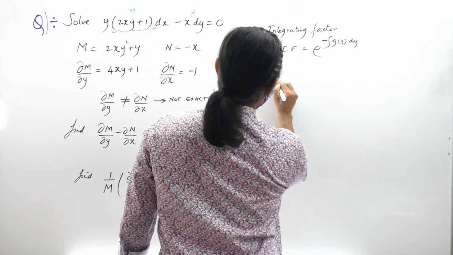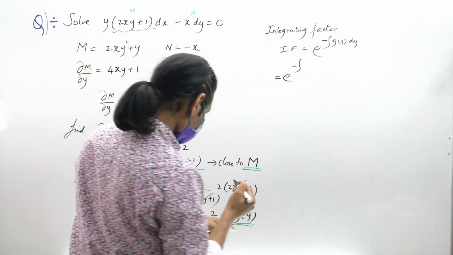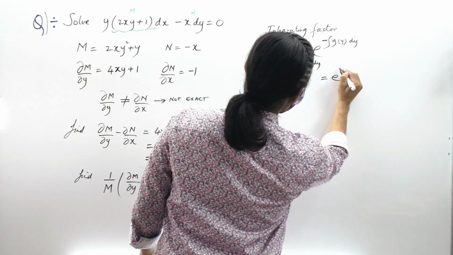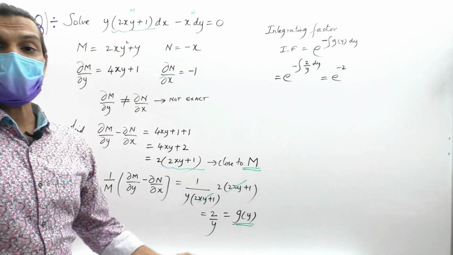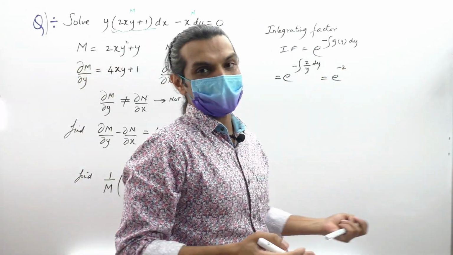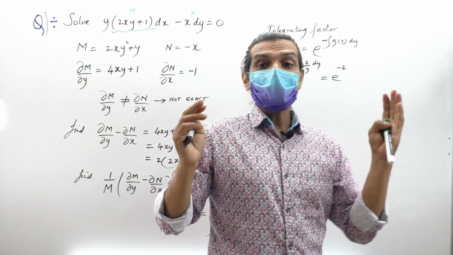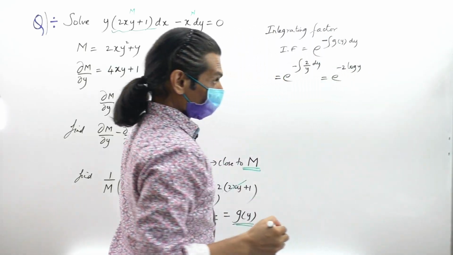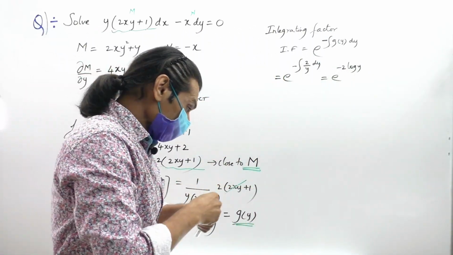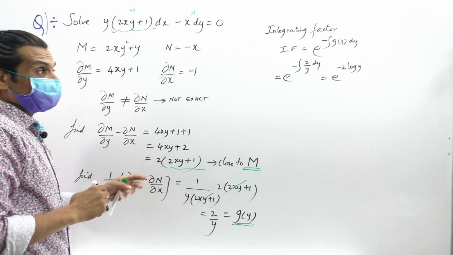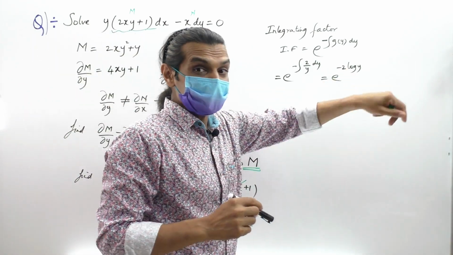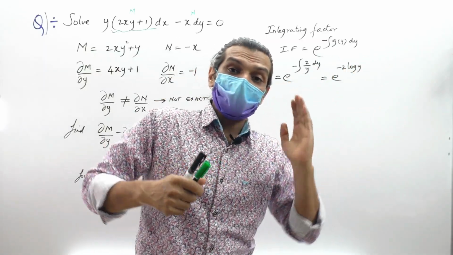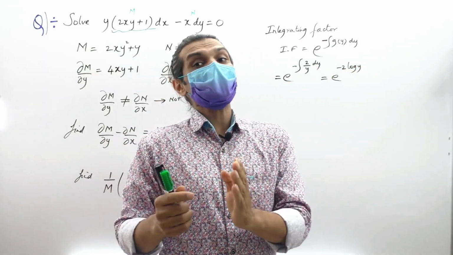So, that will be e raised to minus integration of 2 by y dy, that will be again e raised to minus 2 into integration of 1 by y. Integration of 1 by x is log x, integration of 1 by y dy is log y. Again the problem, this minus 2 here. So, what do we need to do here now? Tell me. So, minus 2 log y, again the logarithmic property, k log a is what? Log a raised to k.